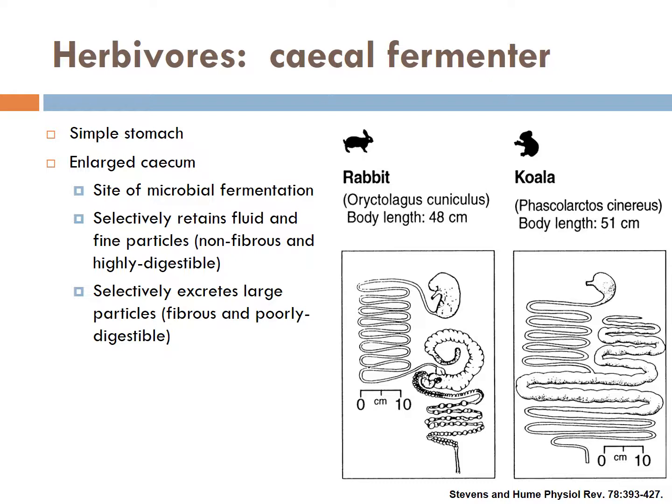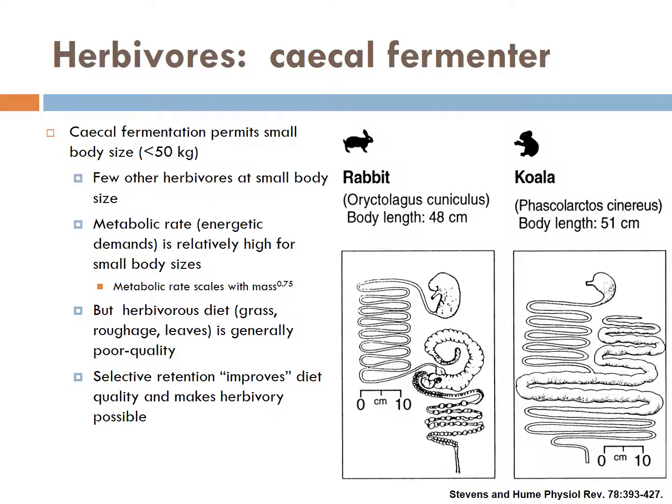Those of you familiar with ruminants know that this is unique. In ruminants, it's the large particles that are selectively retained, and the fluid which is not retained selectively. So it's the opposite scenario in the cecal fermenters. Cecal fermentation permits small body size. Almost all herbivores under 50 kilograms are cecal fermenters. There are very few herbivores at small body size otherwise.